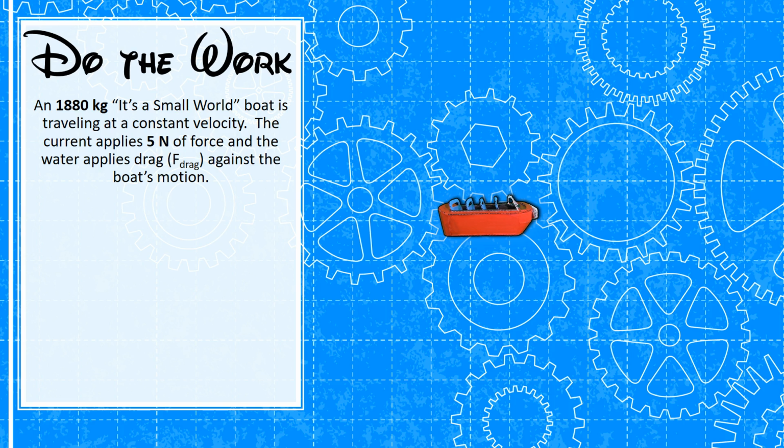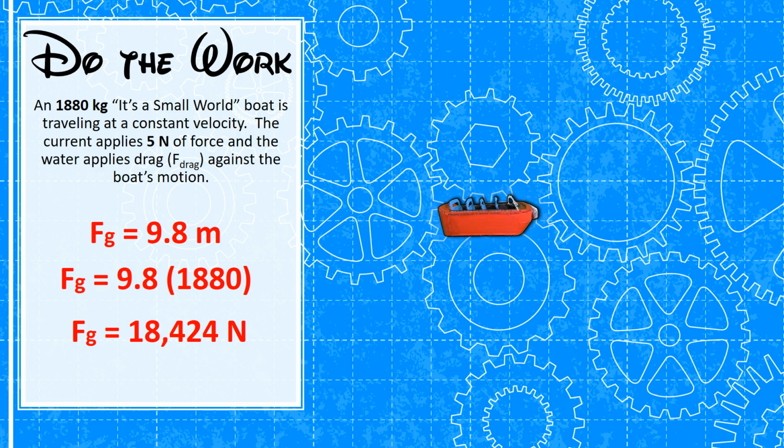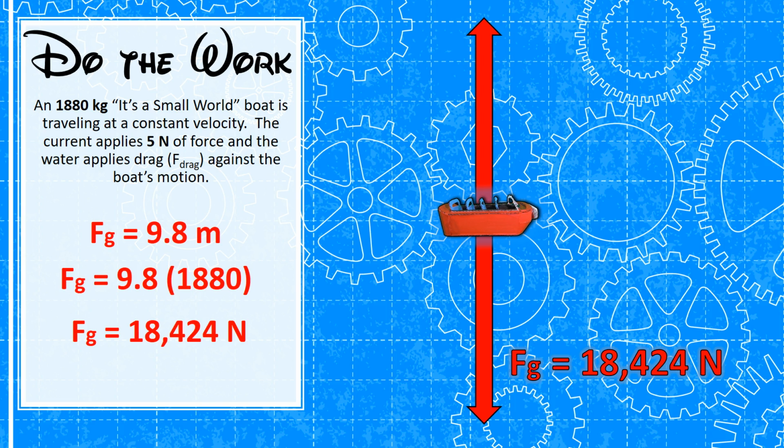Let's analyze the forces acting on the boat. I know that gravity's acting on it because gravity's always acting on objects. So I can calculate that gravity using this formula. I know the object's mass: 9.8 times 1,880 gives me 18,424 newtons. Gravity always pulls straight down, or towards the center of the Earth. That's my gravitational force, and I know it's 18,424 newtons. Because the boat's not flying into the air or sinking into the water, its buoyancy forces are balanced, so its vertical forces are balanced, so they're equal.